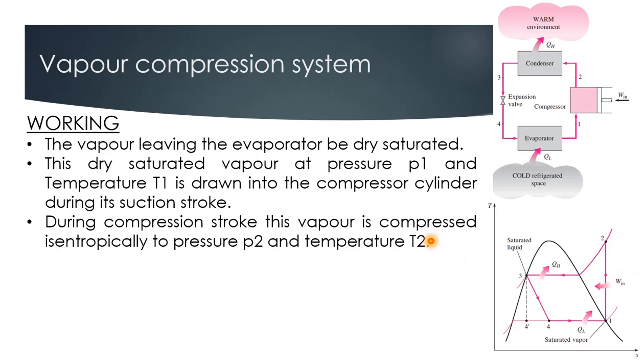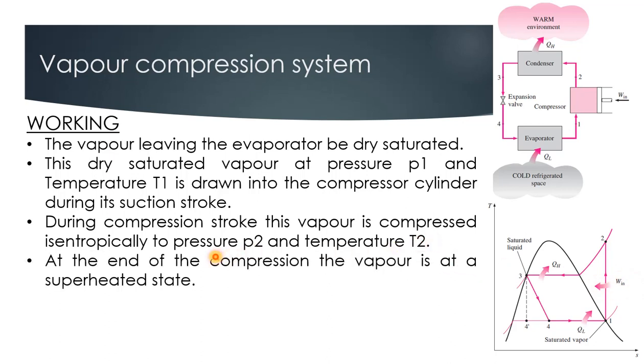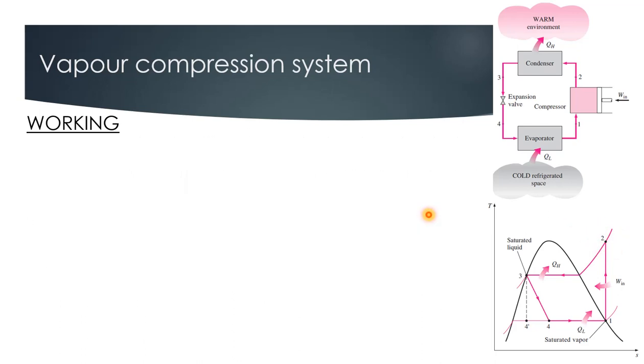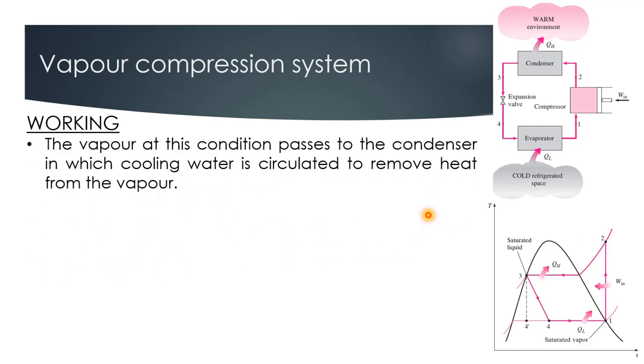ഓക്കെ, and after that, at the end of the compression, the vapor is at a superheated state. So ഈ 2 എന്നുള്ള പൊസിഷനാണ് superheated ആയിട്ടുള്ള state എന്ന് പറയുന്നത്. And this 2 is the superheated state. And after that, what happened?